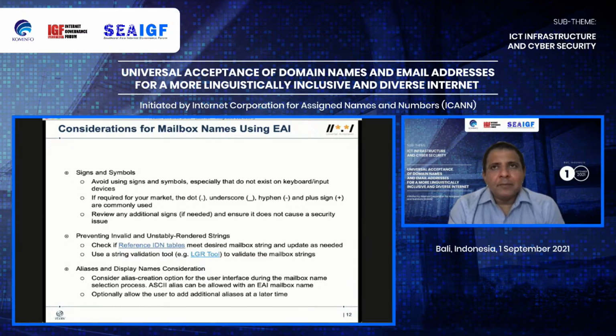Also, it is recommended that when you create an EAI-based email ID, it's good that you always create some alias. In case the mail cannot be delivered to the local language-based EAI email ID, at least if you have an ASCII-based alias, it can still be delivered to an ASCII-based email ID. So it's a good practice to create an ASCII-based email ID as well, so that the user can still get the email.